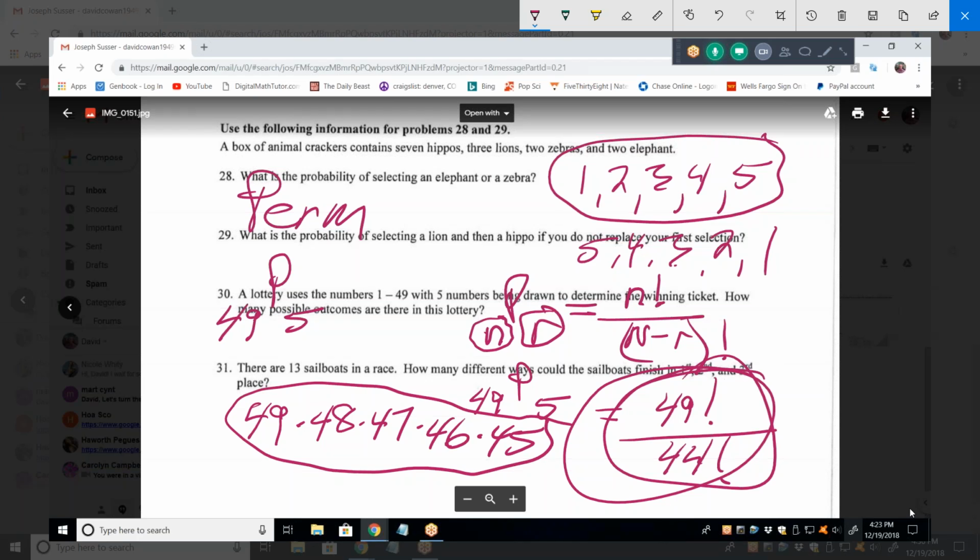Mm-hmm. That's a pretty big number. Yeah. I don't know whether it's like 47 to the 5th power. Anyway, that should be your answer. I'll let you do the arithmetic. Okay? Let's go on to the next one, see if we can get this one covered.